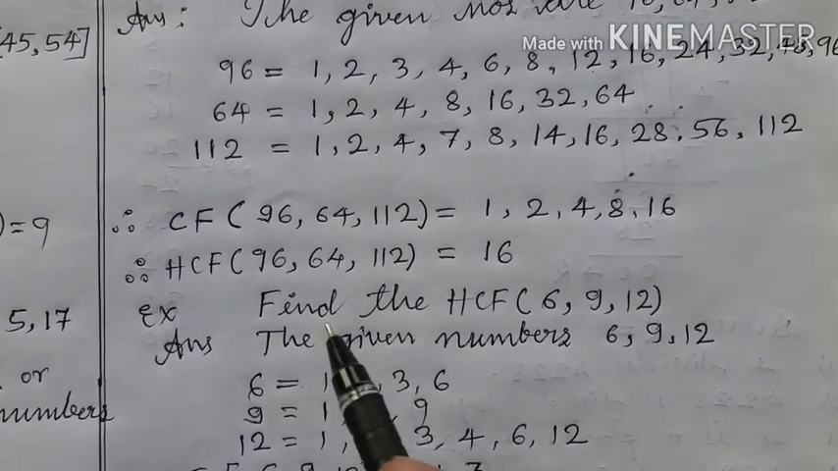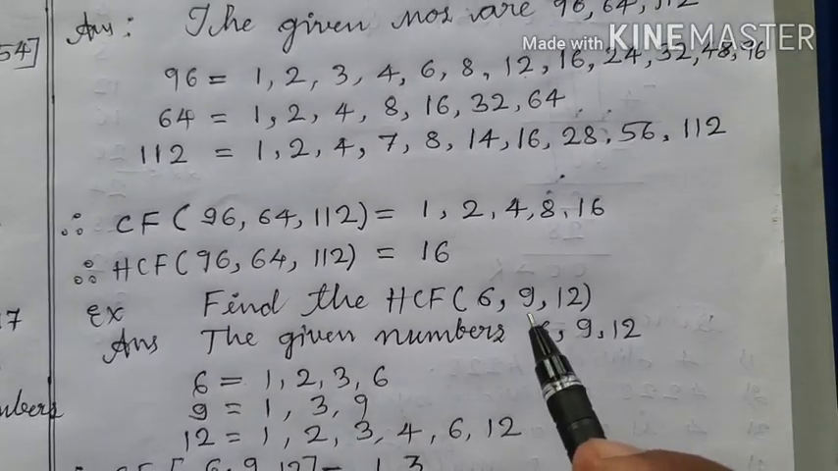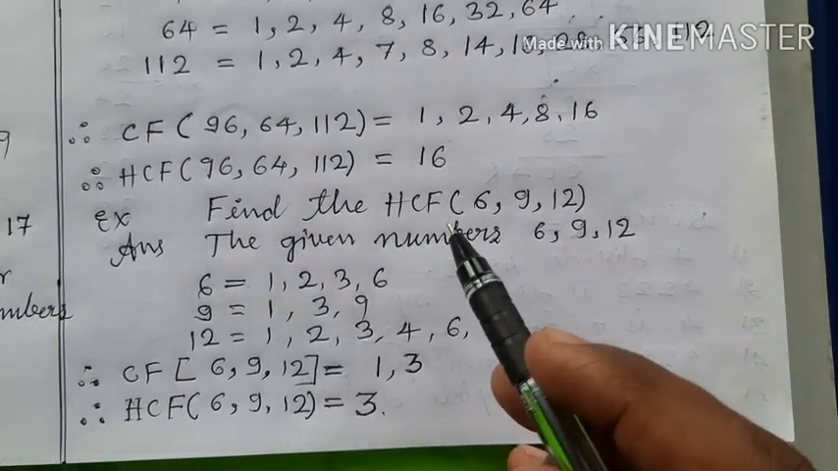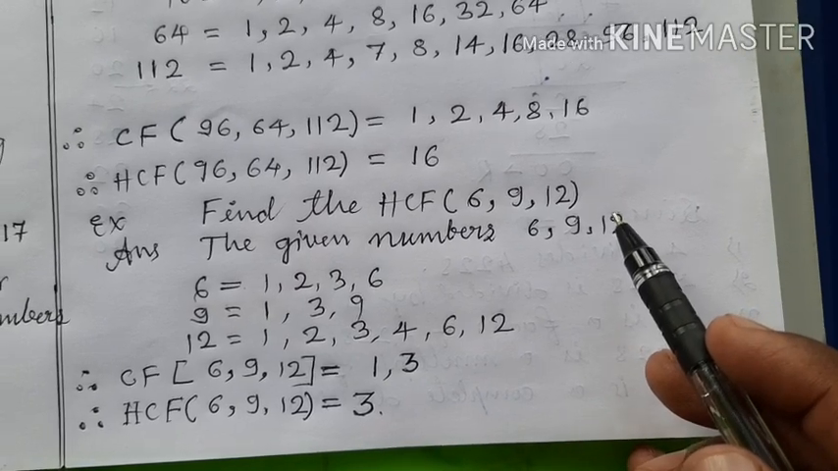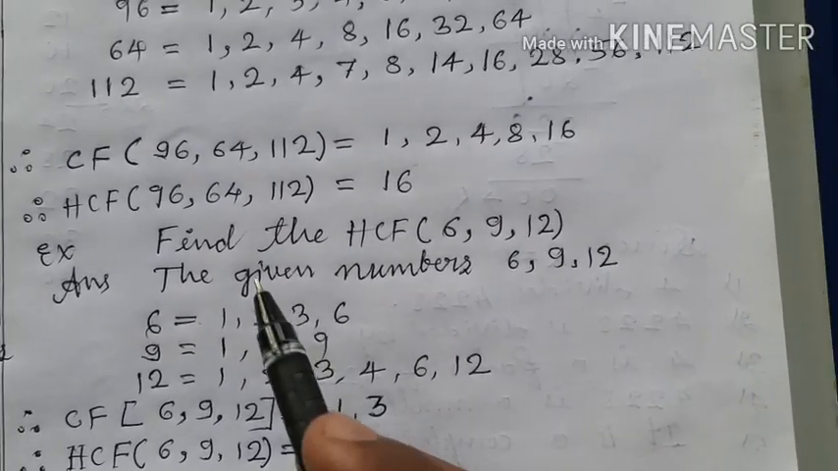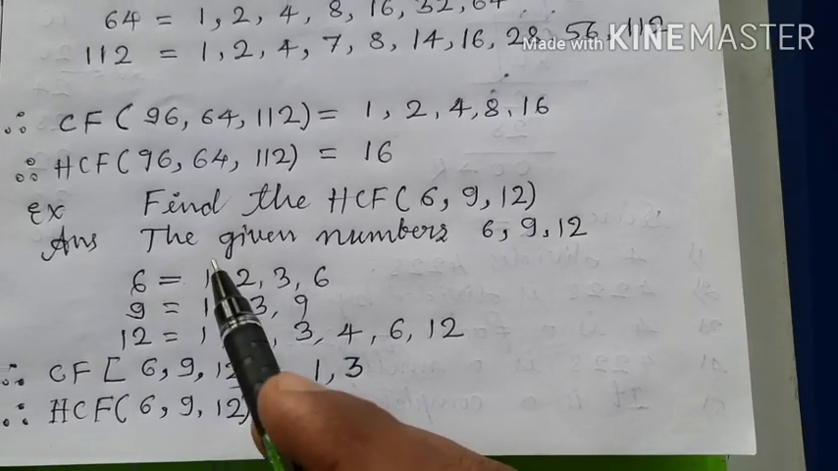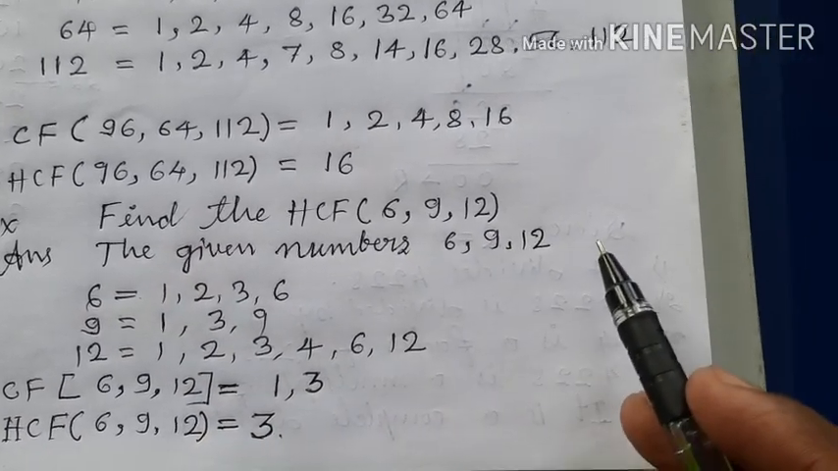See here, children. So far, you found the HCF of 2 numbers. Now, we will learn to find the HCF of 3 numbers. Let us see an example. Find the HCF of 6, 9 and 12. The given numbers are 6, 9 and 12.